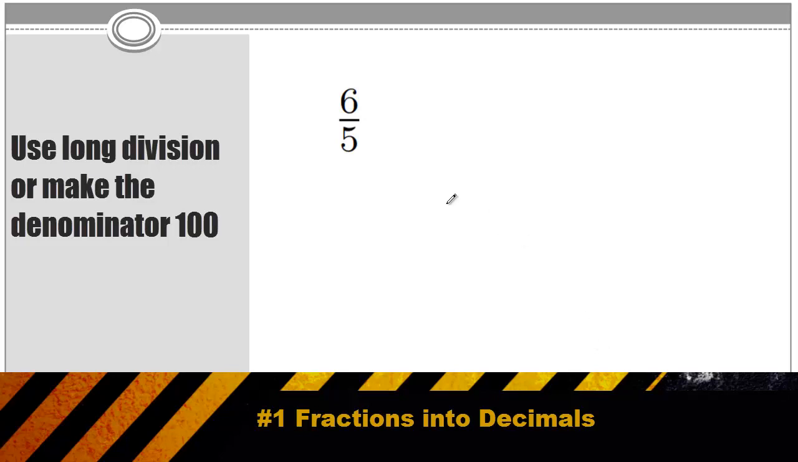One, you could divide the bottom number into the top number. So in this case, you would divide 5 into 6. If you have a calculator or you're good at long division, that might be a good option for you. If you don't have either one of those options, a shortcut I like to use is changing the bottom into 100. So in this case, I can multiply the 5 by 20.